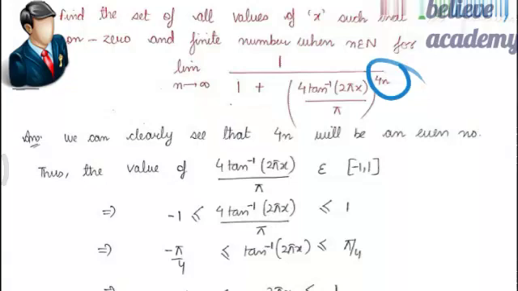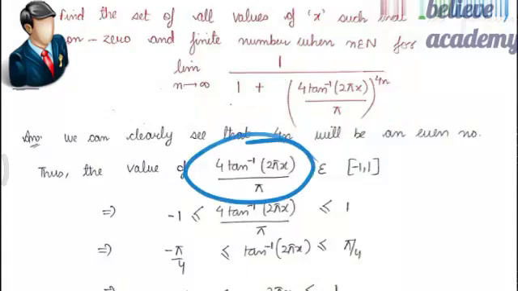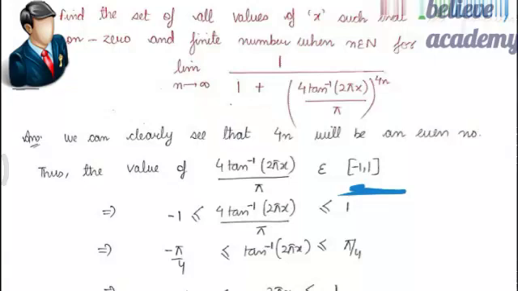Okay, so we are getting 1 by 1 plus something positive. Okay, now this positive quantity is there, so we have understood that thing. Now thus the value of 4 tan inverse 2 pi x whole upon pi should belong from -1 to 1, because if it is greater than that, then we have sufficient chances of this particular thing.